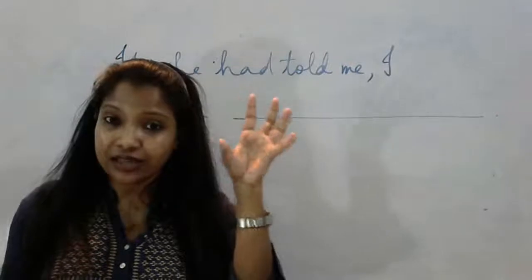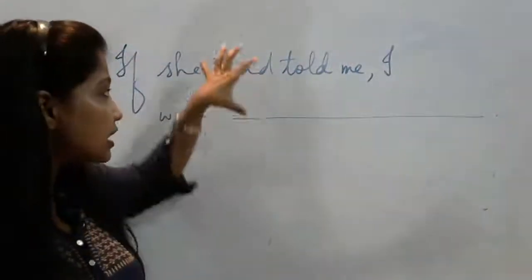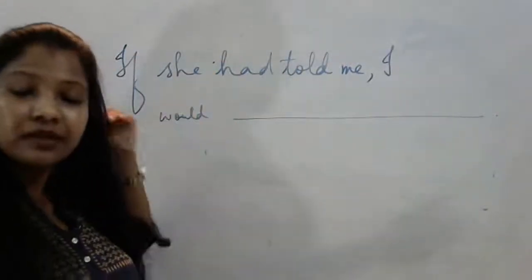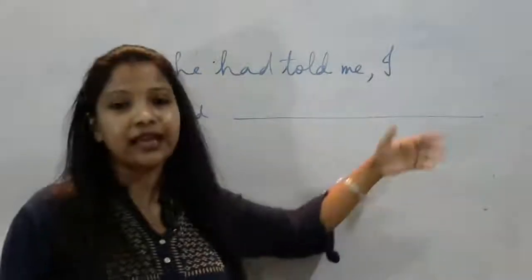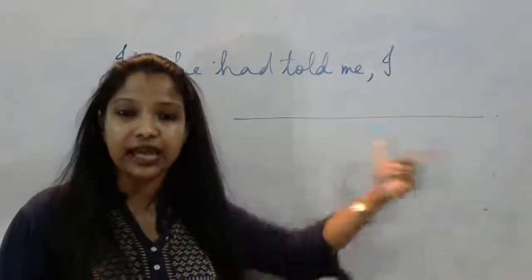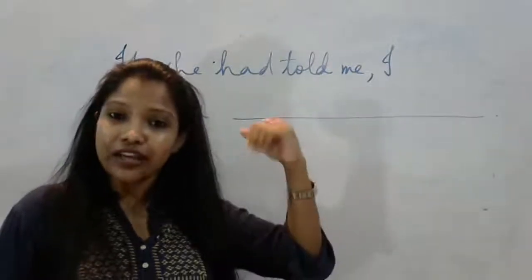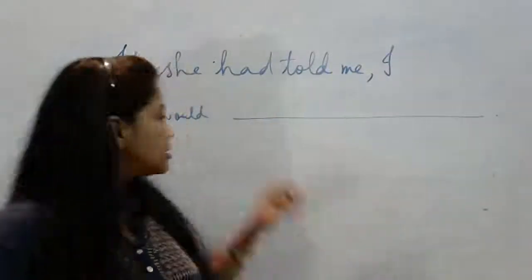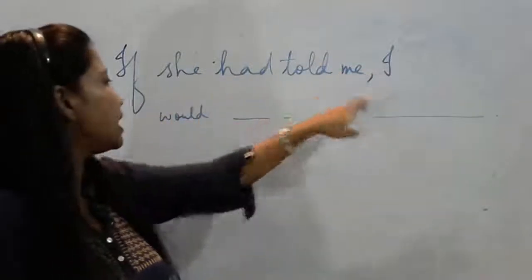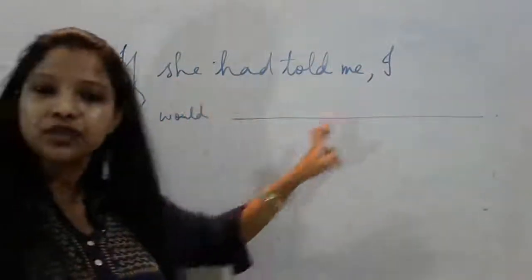So that is what type 3 is all about. The situation is already over and you are framing a sentence after that. Maybe a sentence of regret, maybe a sentence of imagining कि क्या होता. So if she had told me, I would have helped her.